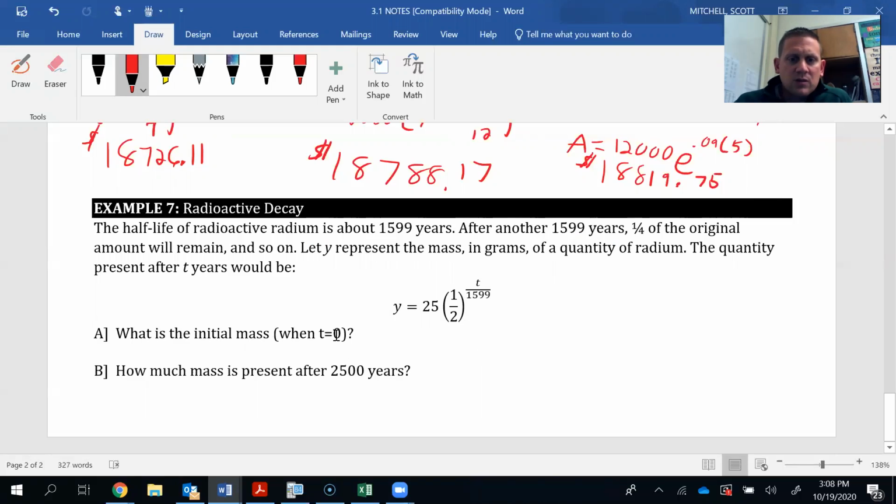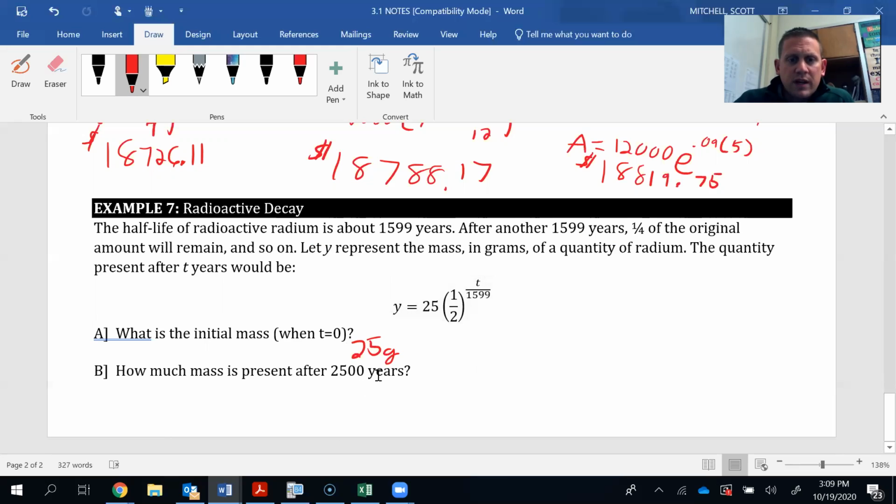So what is the initial mass when t equals 0? So if you plug in 0 for t, what's anything to the 0 power? Not 0, it's 1. So it's 25 times 1/2 to the 0 power, which is 25 times 1. So there's 25 grams. That's how much you're starting with. 25 grams is not a lot, but it's enough if it's radioactive material.